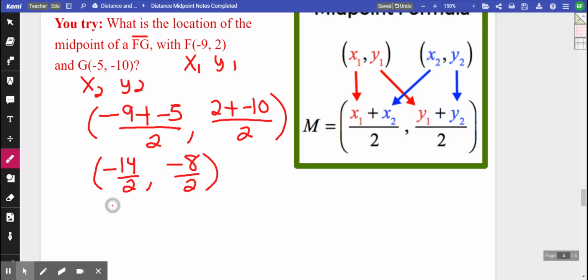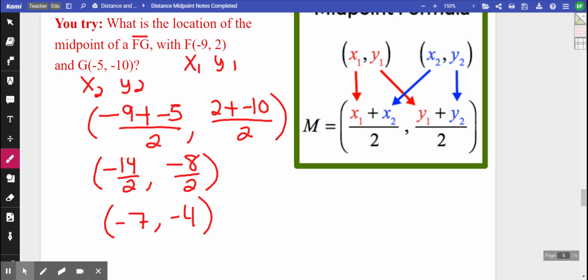Again, we've got to divide both of them by 2. So it looks like we get -7, -4 as the location of our midpoint. And we could think about it logically. It makes sense. If we go from -5 and we add 2, we get -7. If we go 2 more from the -7, we end up at -9. Because the distance from one endpoint to the midpoint is the same as the distance from the midpoint to the other endpoint, that means it has to be in the middle.